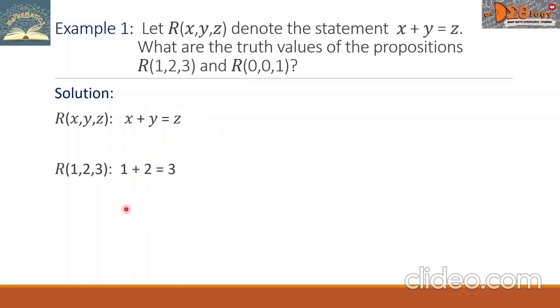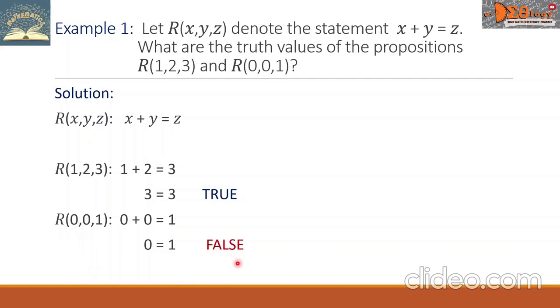So we have 1 plus 2 equals 3. Simplifying the equation, the left side becomes 3, and that is equal to 3. So the truth value of R of 1, 2, 3 is true. Let's go now to R of 0, 0, 1. Substituting the corresponding values, we now have 0 plus 0 equals 1. Simplifying this equation, the left side becomes 0 equals 1. This is false. So the truth value for R of 0, 0, 1 is false.